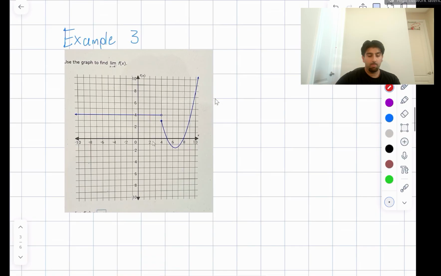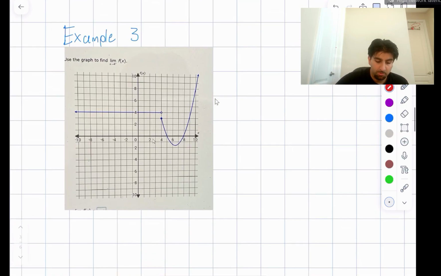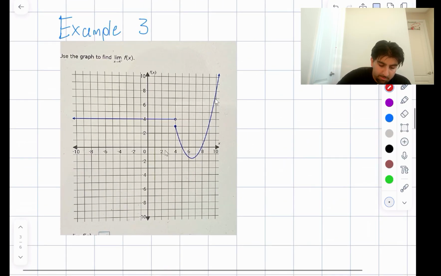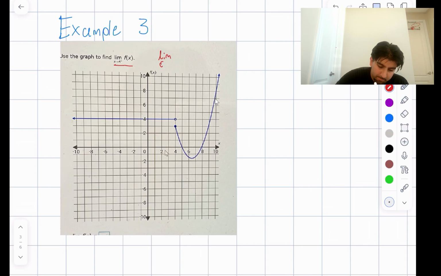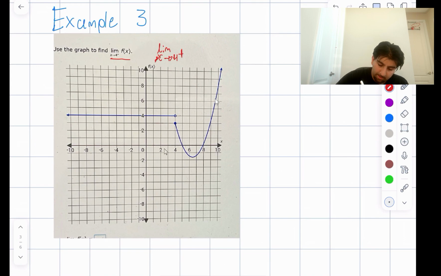Okay, pause the video here and try this one on your own. I want you to find the limit as x approaches 4 from the left side and the limit as x approaches 4 from the right side. From both sides, I want you to find the limit as x goes to this line, x equals 4. Pause the video, try it, and then replay the video when you're ready to see the solution.